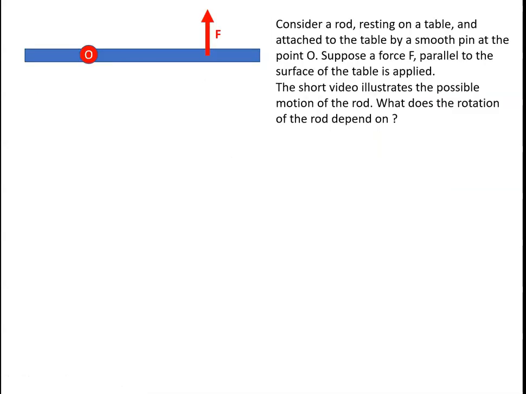So, let's try and motivate the idea of the moment of a force. Consider a rod resting on a table, attached to the table by a smooth pin at the point O. Suppose a force F parallel to the surface of the table is applied. What we're going to look at is a short video that illustrates the possible motion of the rod. What does the rotation of the rod depend upon?